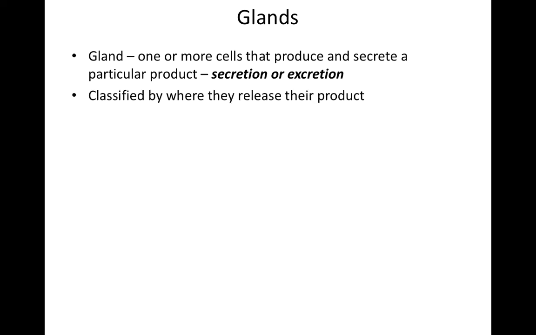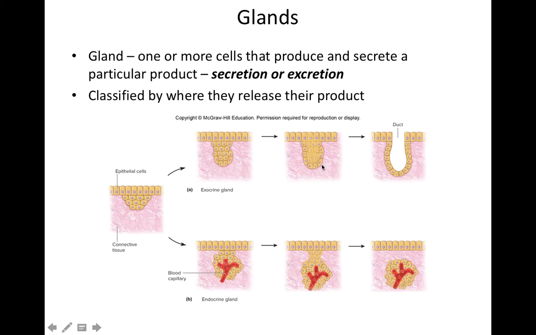We classify them based on where they release the product. We classify them into two different types. Glands can either be exocrine or endocrine. They start off with the same undifferentiated epithelium. So all glands are made of epithelium.